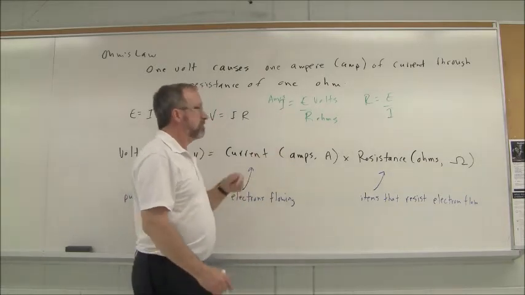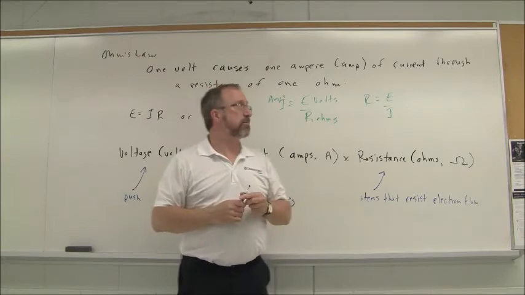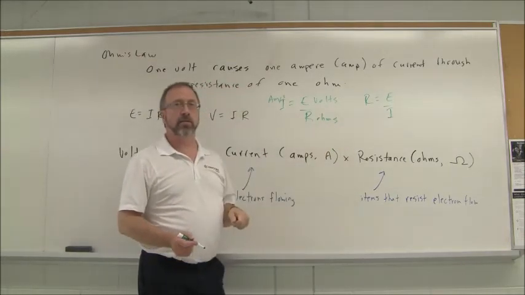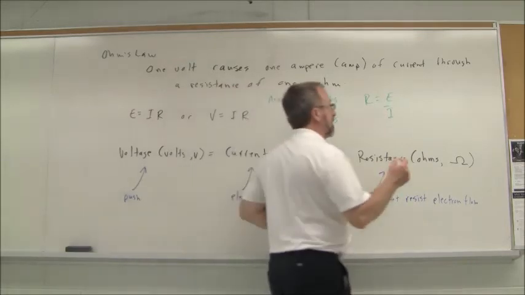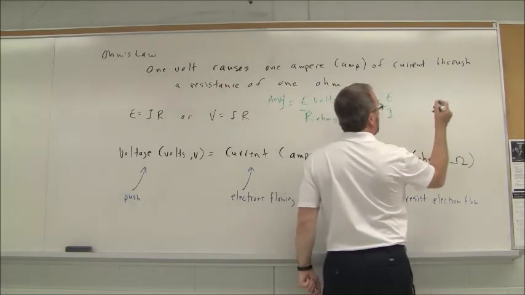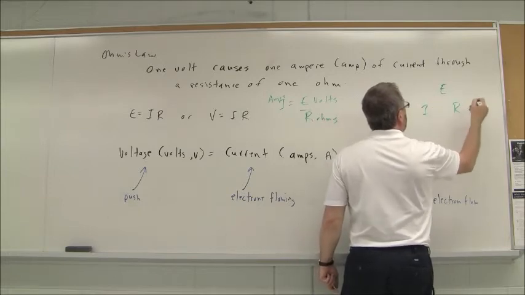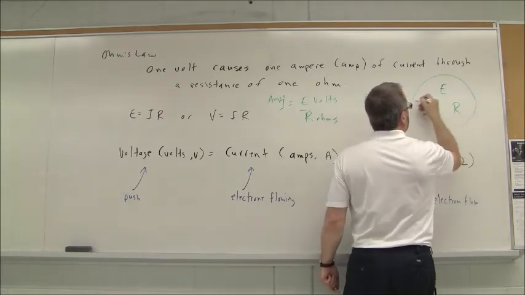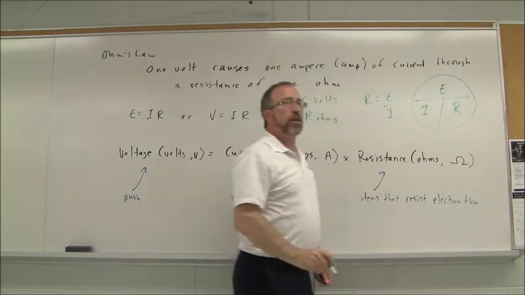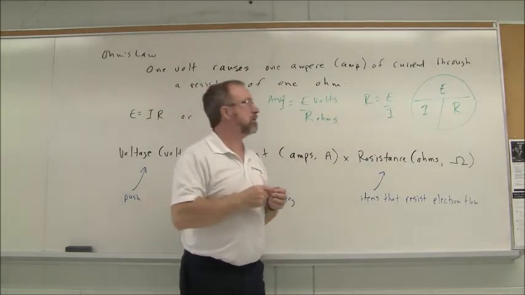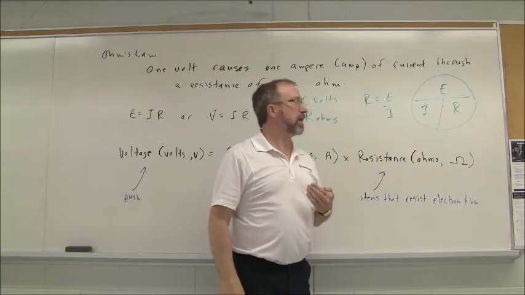Another way to remember E equals I times R, I equals E over R, R equals E over I, is to draw a little diagram. We had this in class as well. You can draw them in a circle, a triangle, whatever you want. And how this works, whatever thing you want to calculate, cover it with your hand.